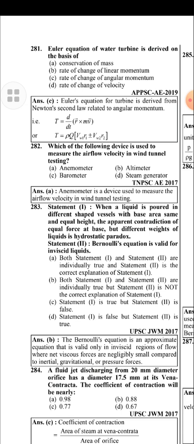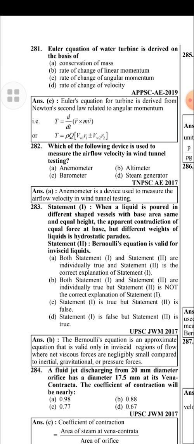Statement 1. When a liquid is poured in different shaped vessels with the same base area and equal height, the apparent contradiction of equal force at the base but different weight of the liquid is hydrostatic paradox. Statement 2. Bernoulli equation is valid for inviscid liquid. The correct answer: both statements 1 and 2 are individually true, but statement 2 is not the correct explanation of statement 1.